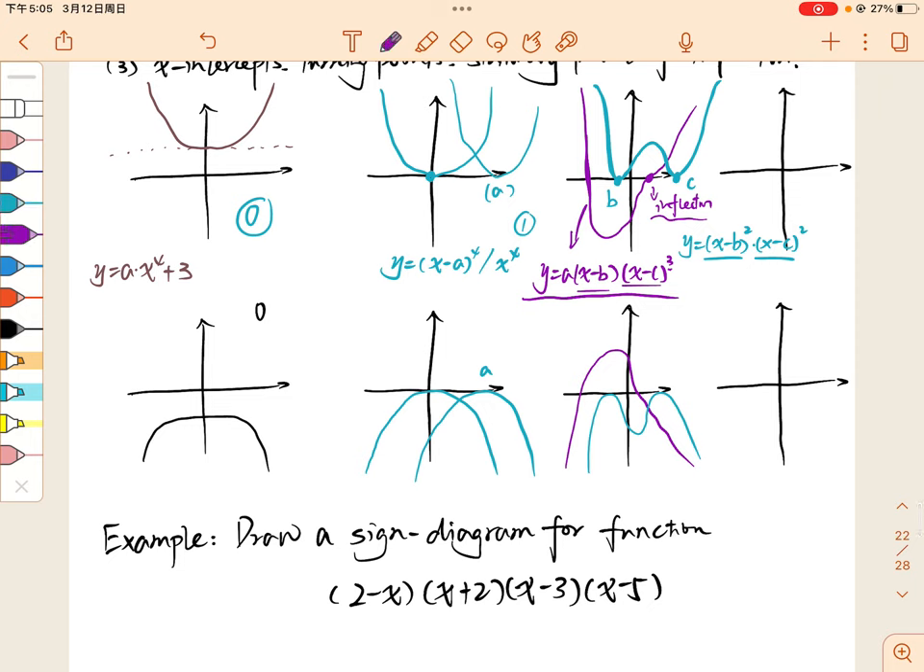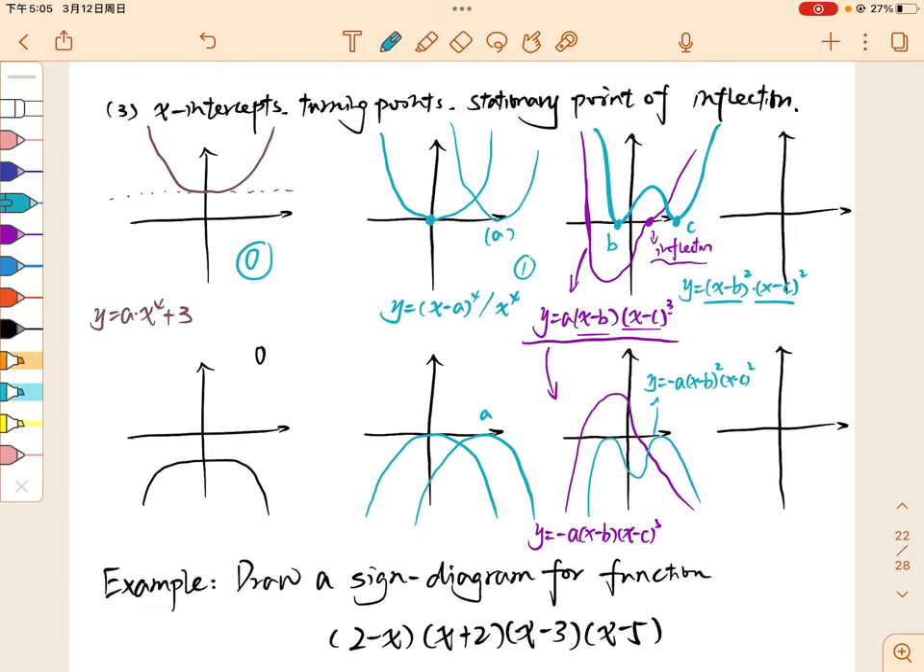Okay, and this is the same idea if it's a negative. So that would be y equal to negative a(x minus b)(x minus c) cubed, or y equal to negative a(x minus b) squared (x minus c) squared. Okay, so this is where you have 2 points of x-intercept.